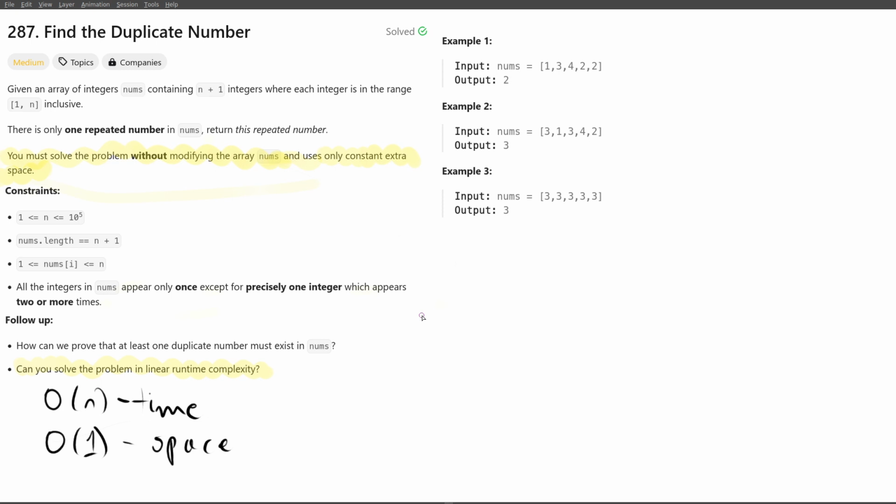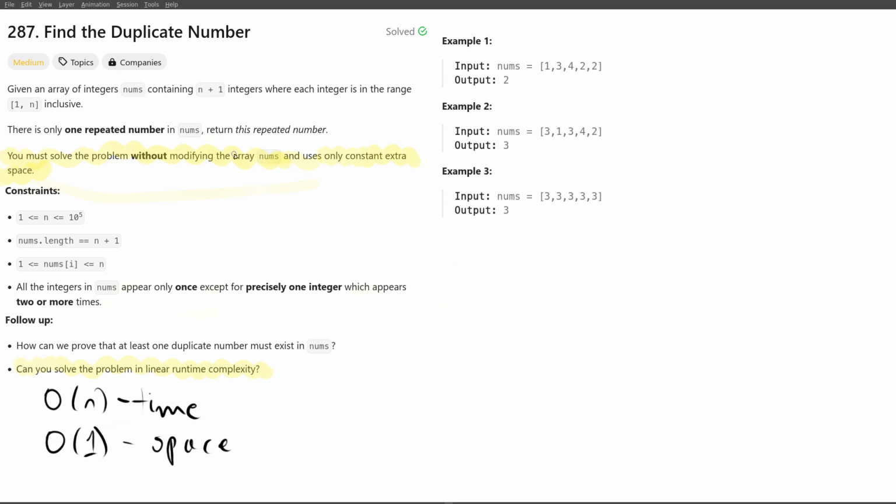If you want to think about how to solve this problem, or an easier version which drops some of the constraints, either not going in linear runtime complexity or using extra space, or perhaps considering the situation where this integer appears exactly twice and all the others appear exactly once, this is your last chance to pause the video and think for yourself.